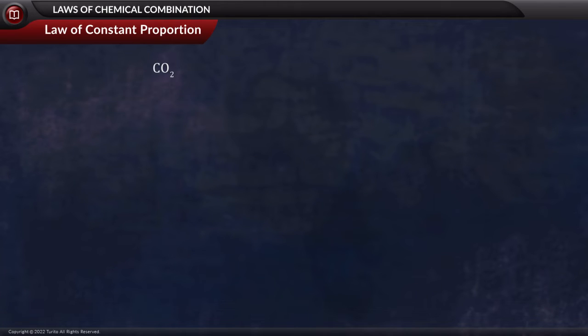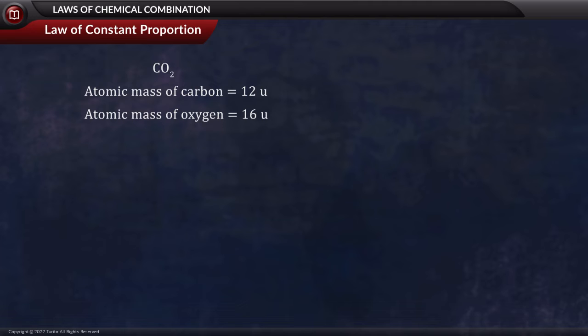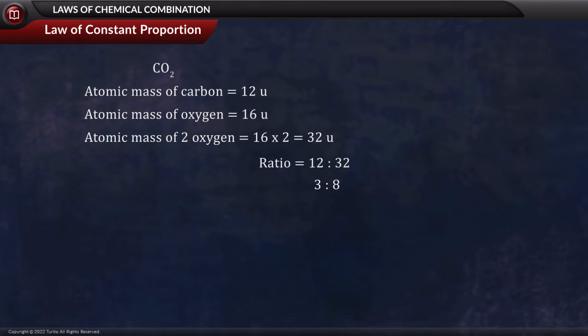For example, CO2. Here the atomic mass of carbon is 12 u, and that of oxygen is 16 u. As there are two oxygen atoms, the total mass is 32 u. The ratio of C and O to form CO2 will be 12 to 32, which means 3:8.